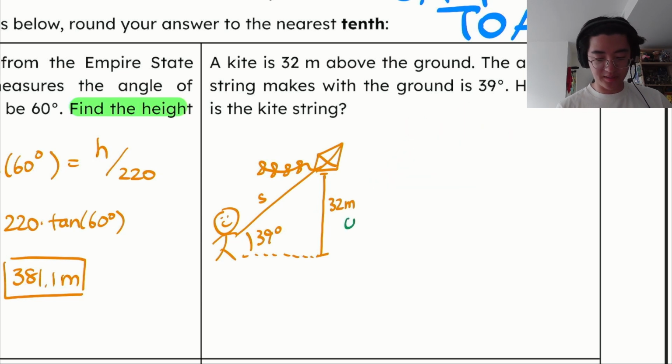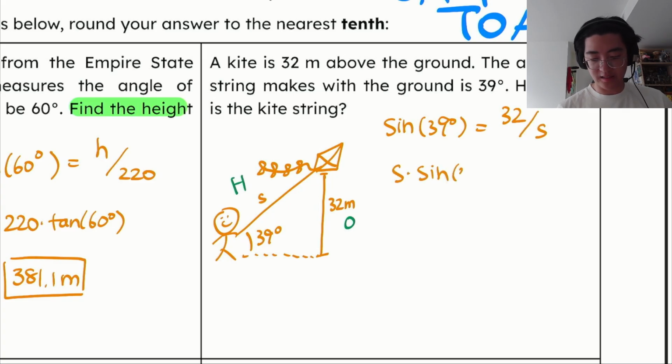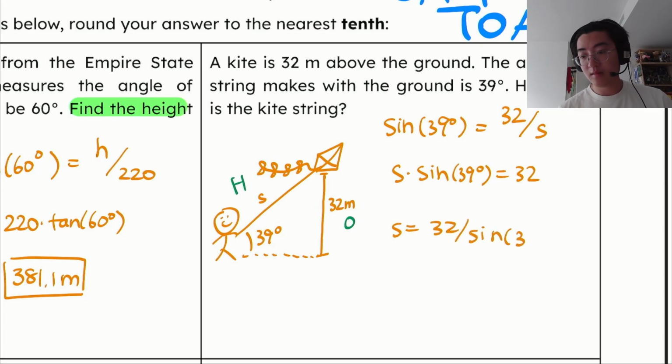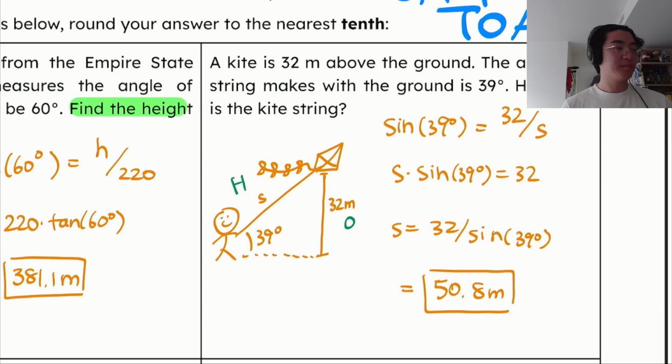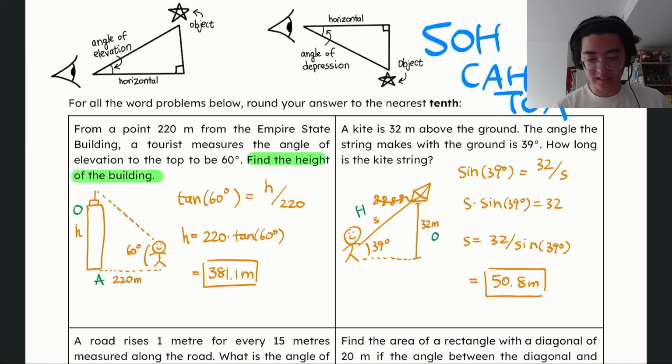As you can see, 32 is the opposite to the angle, and s is the hypotenuse, because it makes a right angle here. Opposite over hypotenuse, that's sine. So sine 39 equals 32 over s. Multiply both sides by s to get rid of the fraction. Divide both sides by sine 39 to isolate s, which is 50.8 meters rounded. I should highlight this again, because we're looking for the length of the kite string.